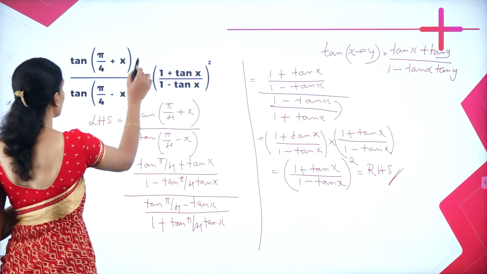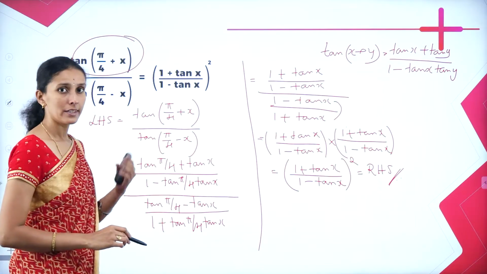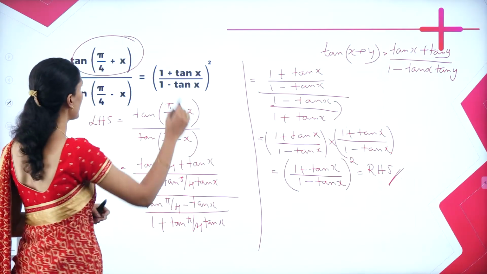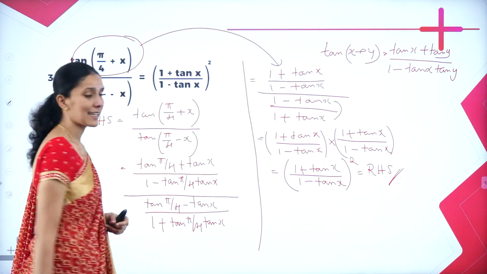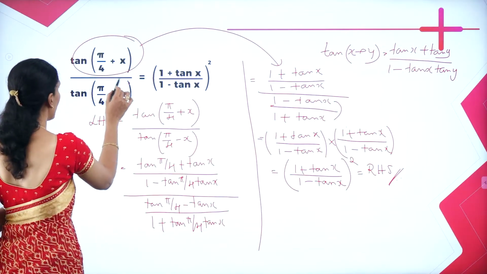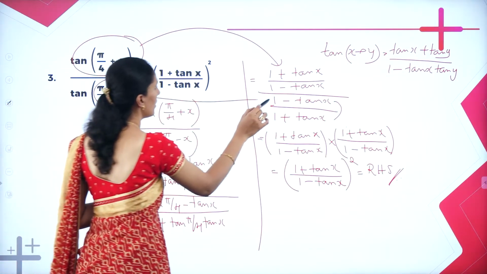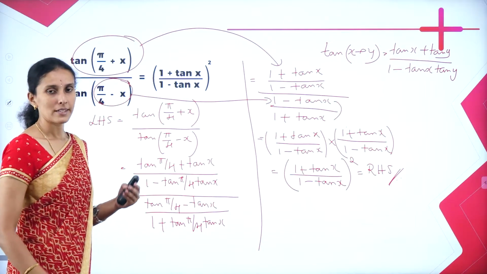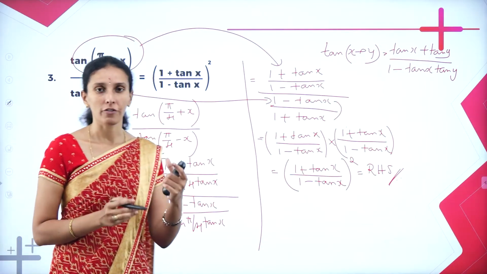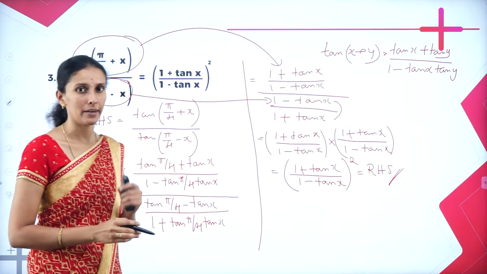Now again, this can be treated as one more identity. That is tan (pi by 4 plus x) is nothing but (1 plus tan x) by (1 minus tan x). Tan (pi by 4 minus x) is your (1 minus tan x) by (1 plus tan x). That can also be taken as a short form, which is taken as an identity again.